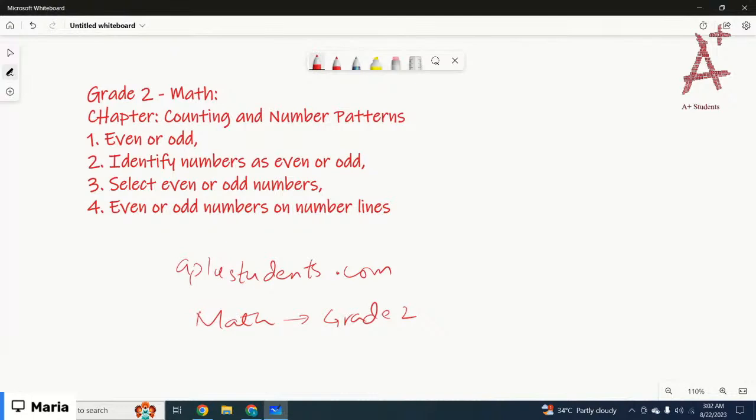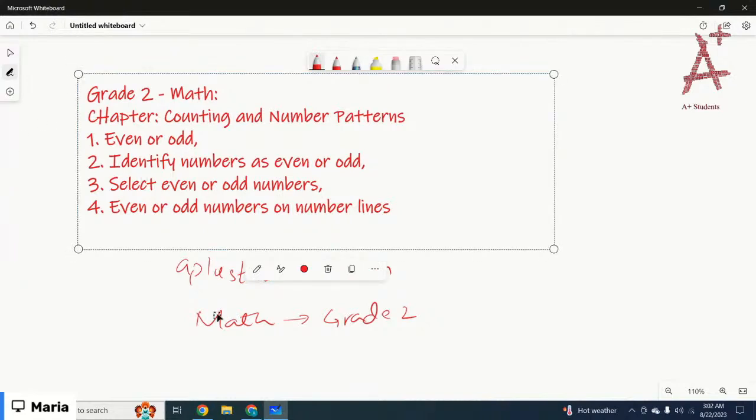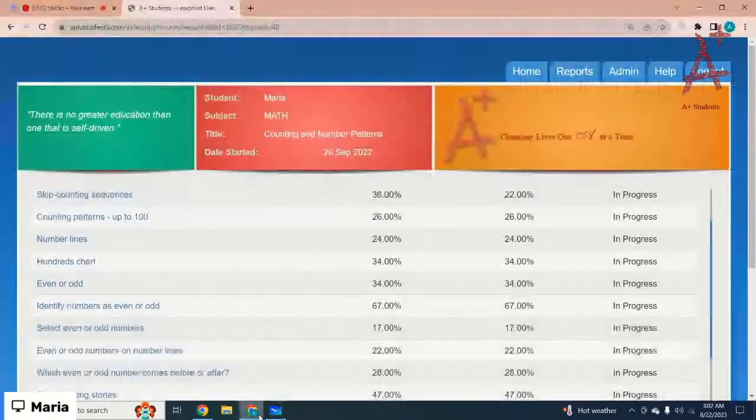We're going to start with the chapter counting and number patterns, and the lessons we're going to cover are even or odd, identify number as even or odd, select even or odd numbers on number lines. So let's just start with the lesson. Okay, here I am on the grade 2 math. The chapter we're working on is counting and number patterns.